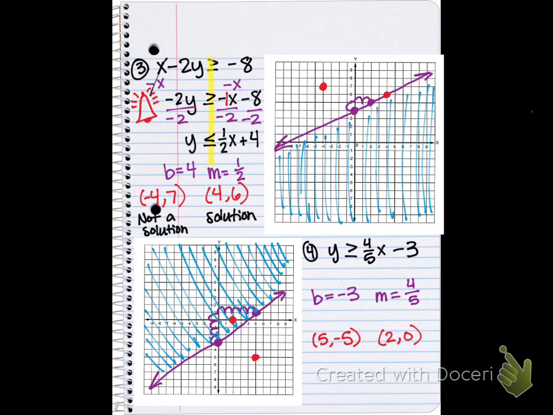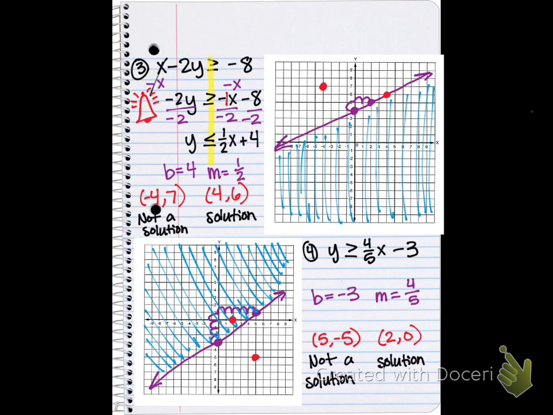Okay, I can't handle the silence anymore. So 5, negative 5. It's underneath the line, so it's not in the shaded portion, meaning it is not a solution to this inequality. So great job, if that's what you put. And then the next one at 2, 0, it's above the line, and it's in that blue shaded area. So 2, 0 is a solution.